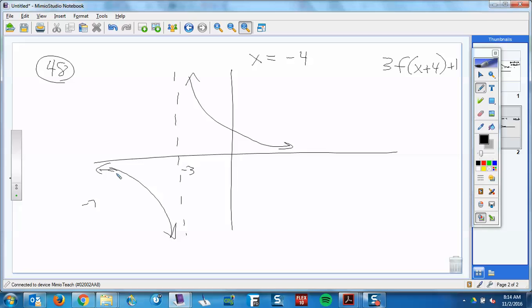So where are we at? -7? And then we shift up 1. What would that do? Nothing. So x equals -7. All right, and then 49.